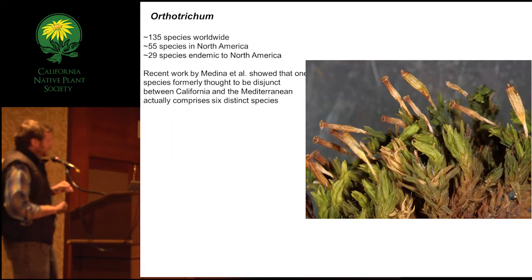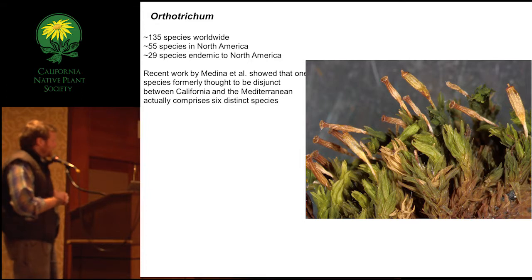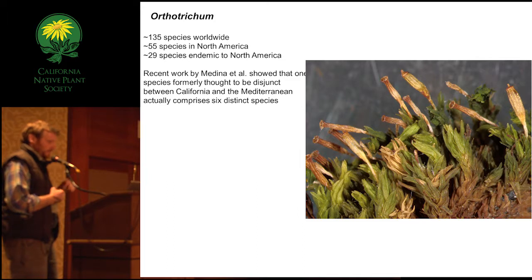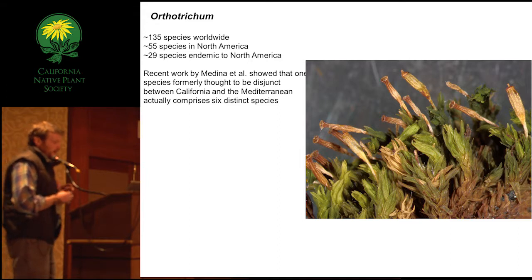And we see a little bit of a different case in the genus Orthotrichum. So this is another one that we've talked about today already. It's a much bigger genus, has about 135 species worldwide, with 55 in North America. And 29 of those are endemic. And so this is the most important genus for endemics in California.